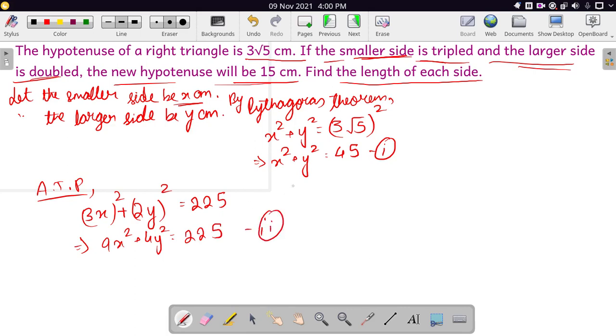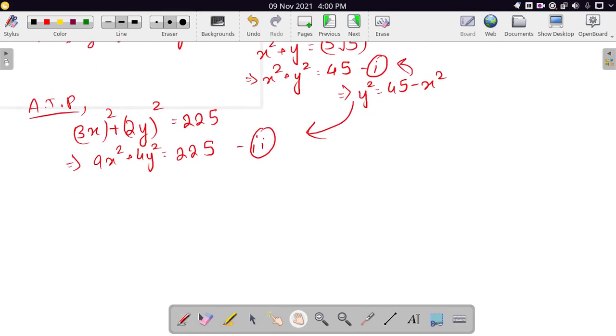See, here we have two equations, we have two variables. So we can solve this. It's very easy. We can solve it using the things we had learned in class 9, simultaneous equation solve. So what we will do, we will just take the value of y square to be 45 minus x square from here. So we will put the value of y square, 45 minus x square, in this equation. Then the equation will be solved. So this comes out to be 9x square plus 45 minus x square is equal to 225.